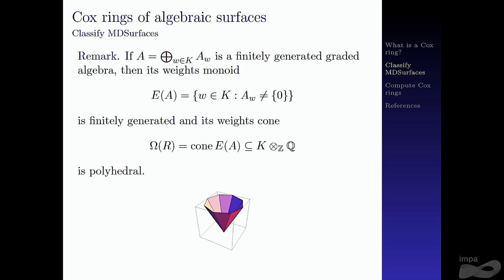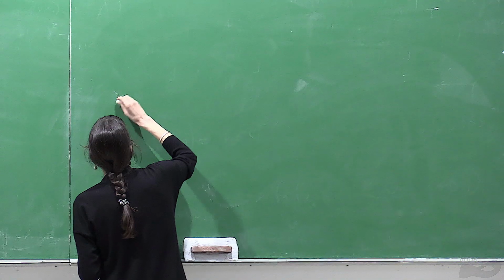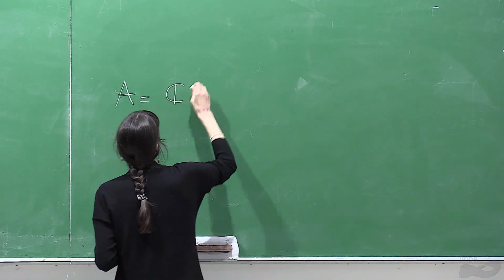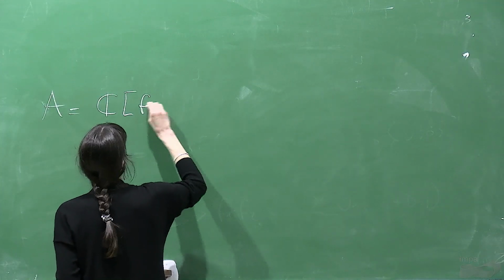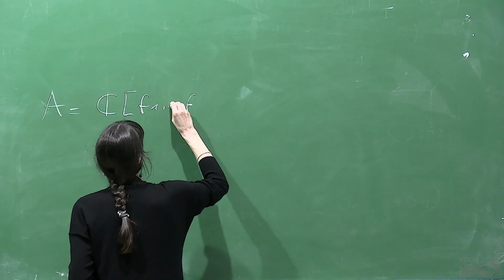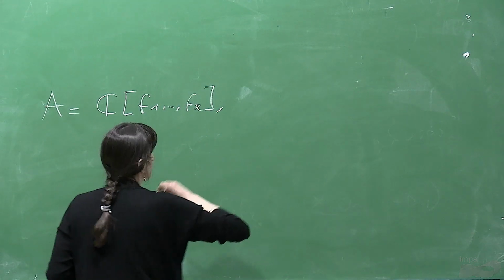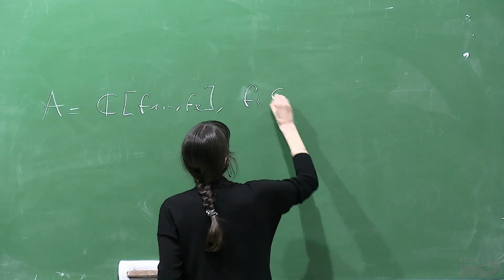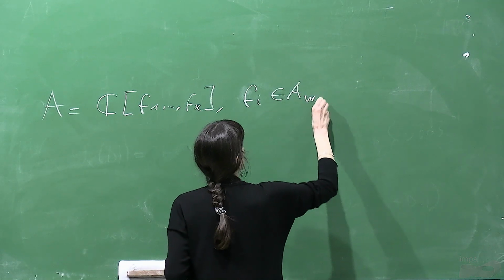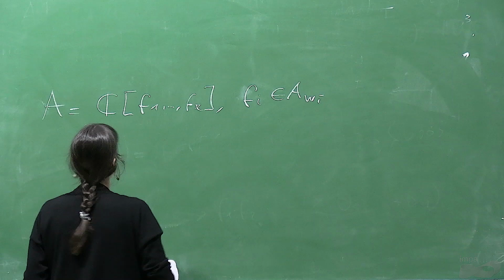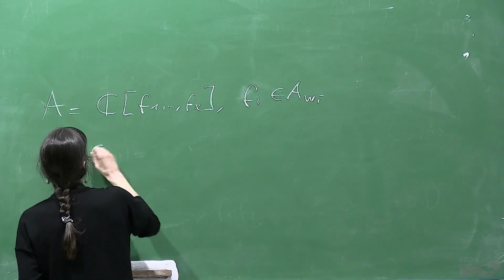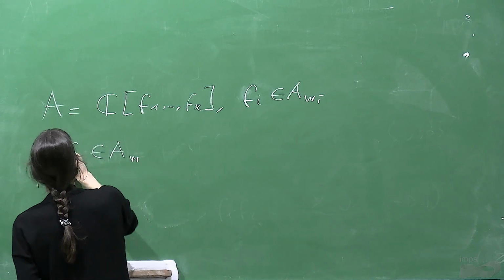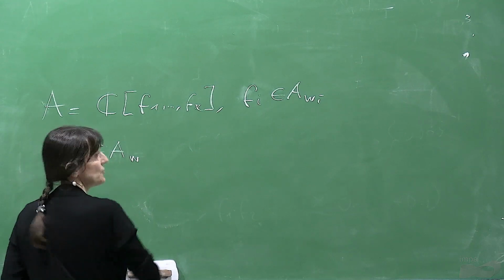So first of all, we can always assume to have a generating set given by homogeneous elements. So assume that our algebra is generated by some elements, let me call them F1, ..., Fr, and each Fi lives in degree Wi. Now let's take some F in some AW, which is non-trivial, so this one is non-zero.